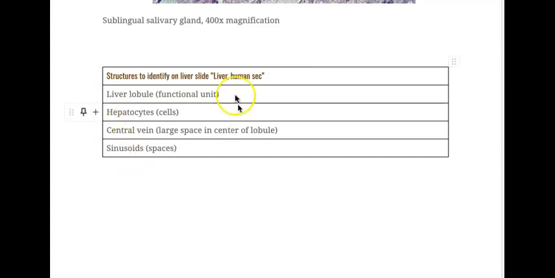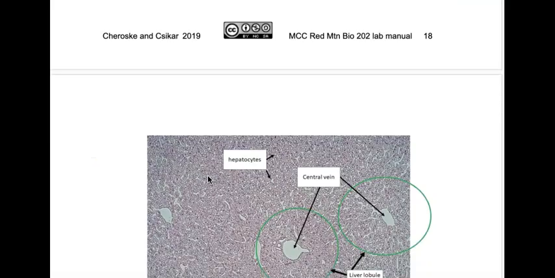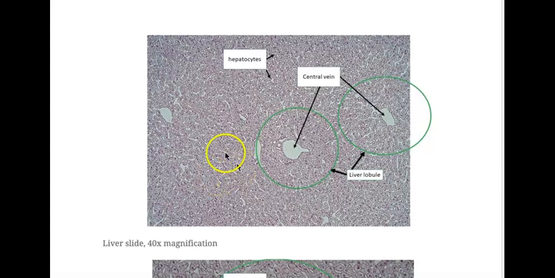Okay, as far as the liver goes, you'll need to know liver lobule, hepatocytes are the cells, the central vein, and then the sinusoids. Again, this is a bit of a zoomed out image, but all of these cells. So if I ask you, what is the cell? It's a hepatocyte. Can it be anything else? No, it is just a hepatocyte. It's a liver cell. Hepatocyte, though, is the correct answer.